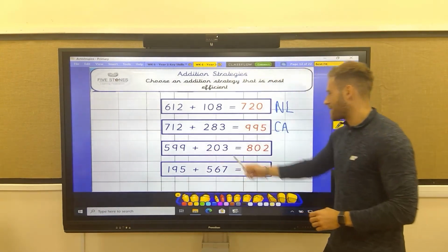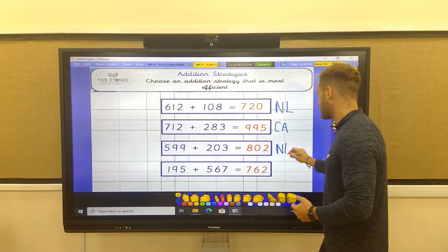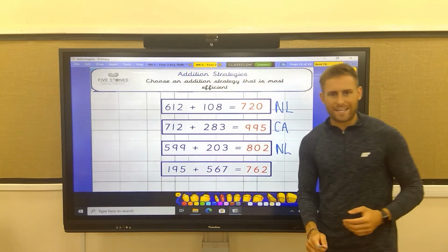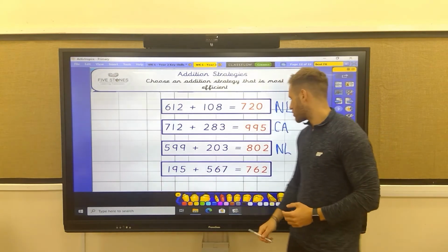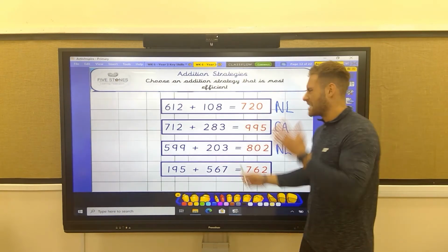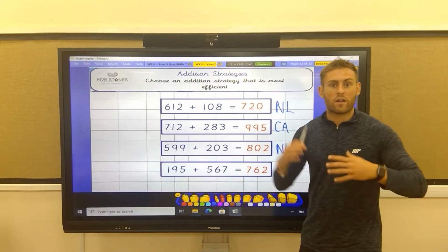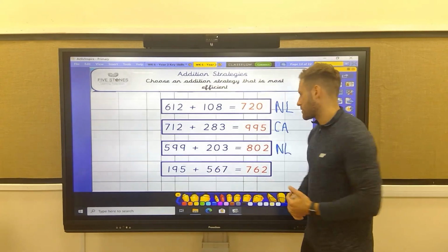However, 599 and 203, I chose the number line with that one, because you can add the 3 quite easily to get you to the 602, and then you can add the 200s, 702, 802. Didn't need to go column because it would lead to lots of carrying over to different columns.